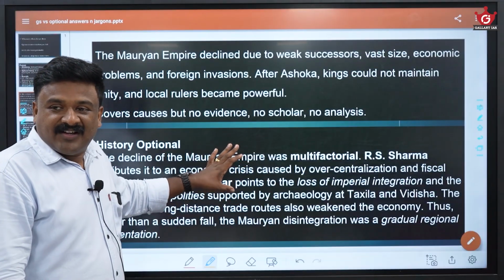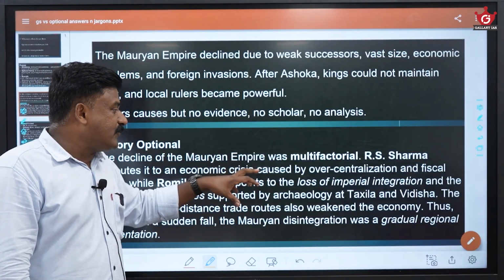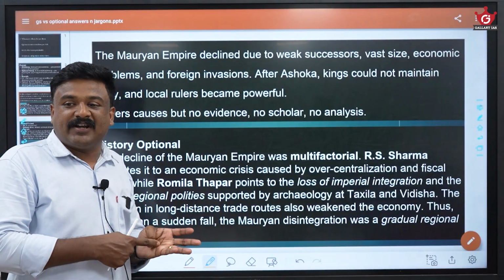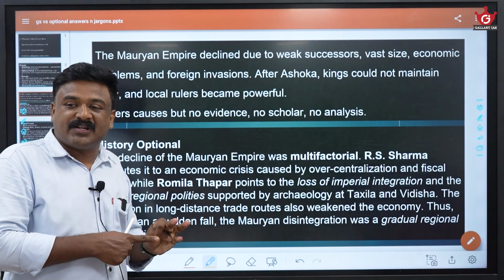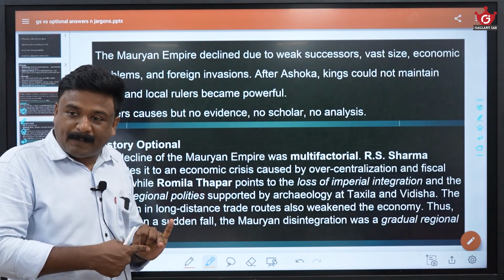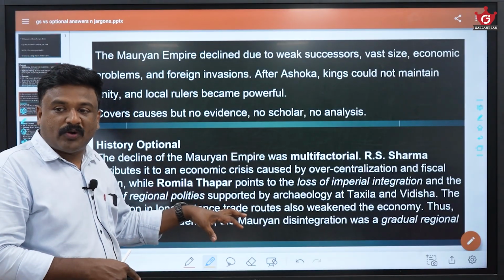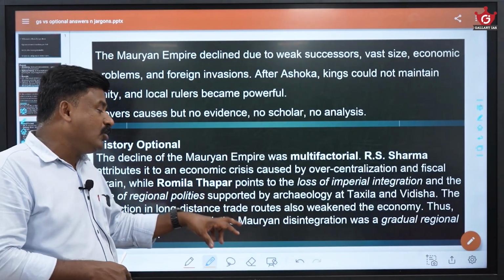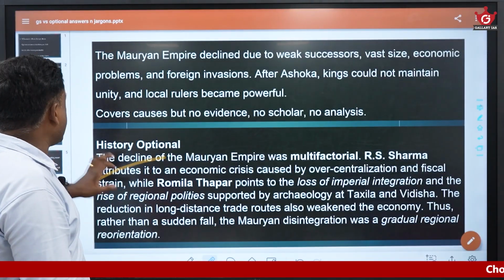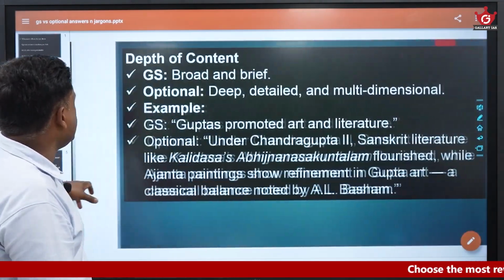See, here we have made lots of differences. We have to present the evidences. We have to present the historians. We have to present the different interpretations. Am I right? In a much deeper way we analyzed the causes of the decline of the Mauryan Empire. Coming to optional, now see what they say about the optional and GS answer.